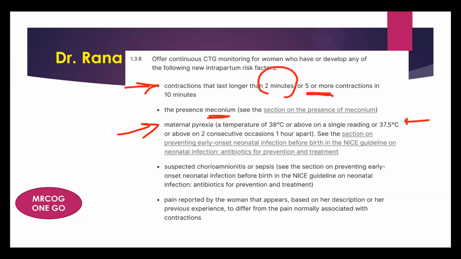Pain reported by the woman, but it's not the contractions, it's different or apart from the contractions, to differ from the pain normally associated with the contractions. Especially if we have a patient with a previous cesarean section, we'll offer her CTG, but take care, some women will refuse that. So if we have a previous cesarean section and the patient starts to have pain and it's not like the contractions pain, suspect uterine rupture. And the first sign to diagnose uterine rupture is CTG changes. A very famous question in part 2. So take care that CTG changes, this is the first sign of uterine rupture.